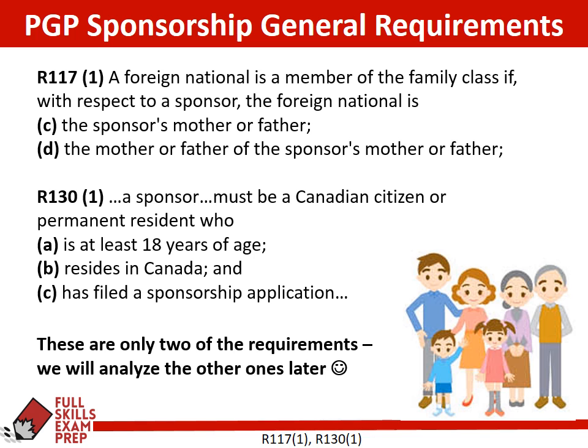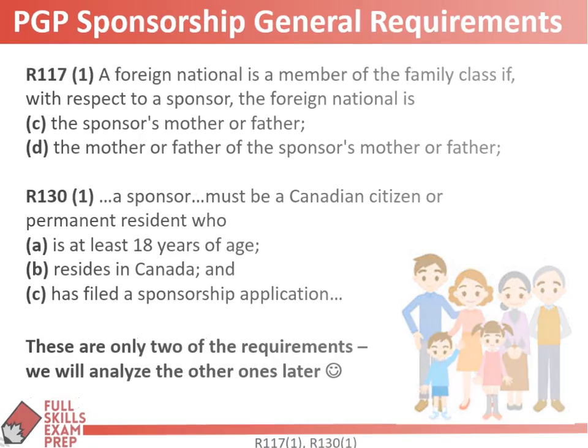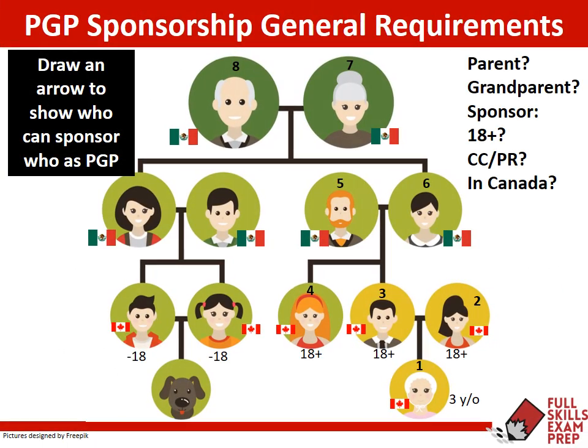All right, there's 3 other really big pieces of this puzzle to understand. We're going to talk about those in about 7 minutes probably. All right, so taking those first 2 pieces of the puzzle. So a sponsor must be 18 or older, must be a Canadian citizen or permanent resident, and must be in Canada. Remember that the person being sponsored must be the parent or grandparent of this person.